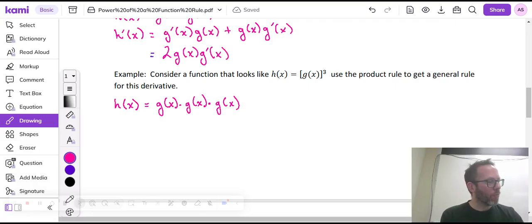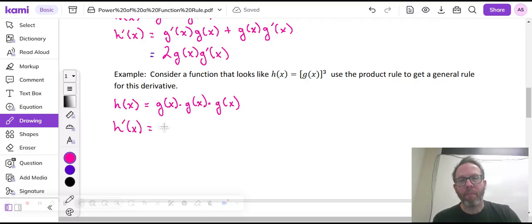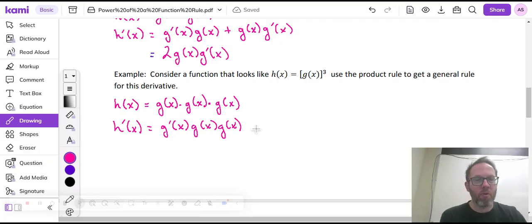Okay, and we have a rule for this. So take the derivative, we just basically differentiate one thing at a time. So g prime at x times g at x times g at x, and we just differentiate the first one, then the middle one, then the last one.